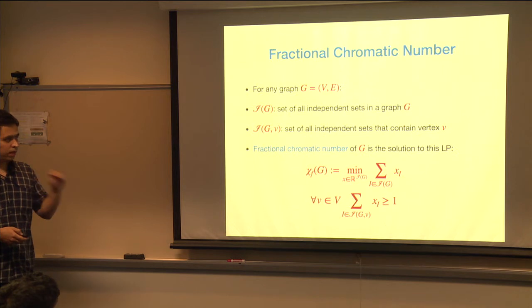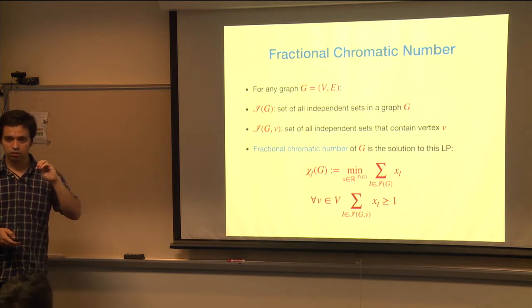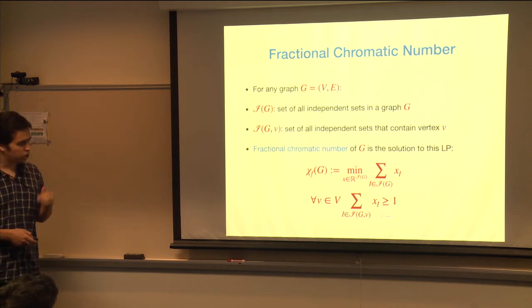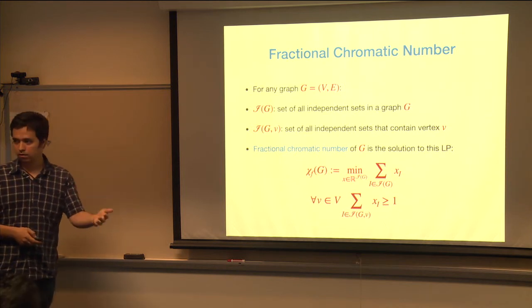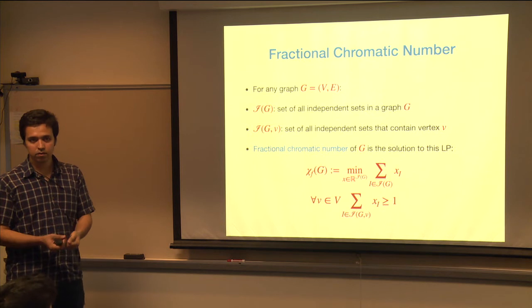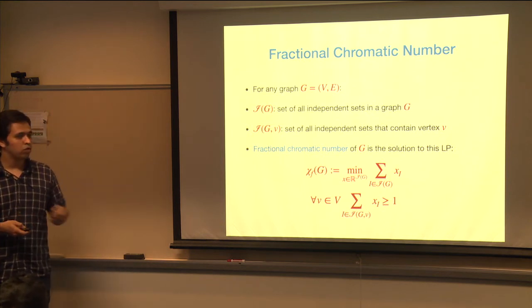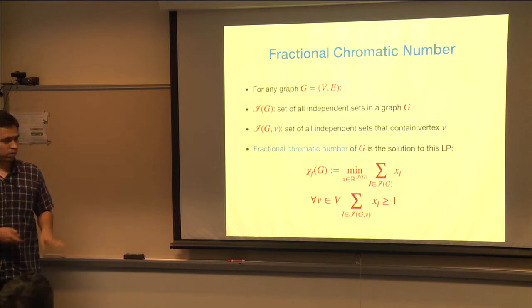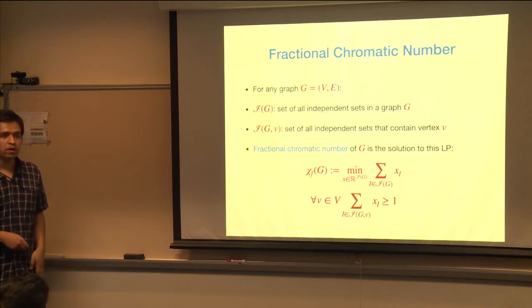Minimize, so pick an assignment to the independent sets of the graph. Okay, minimize the sum of the assignment such that you cover every vertex. For every vertex, you have put a mass of at least 1 over the independent sets that contain that vertex. So this is the LP.